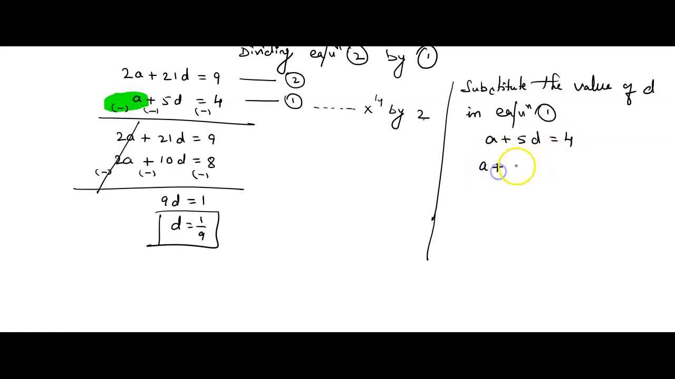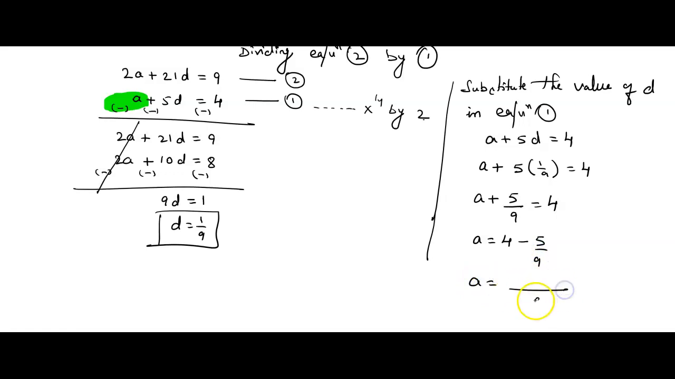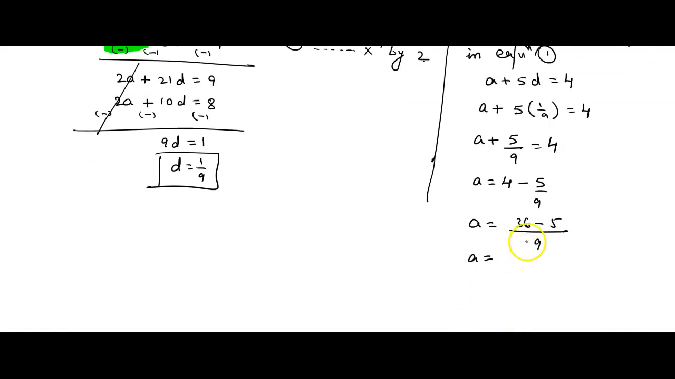A we don't know, leave it as it is, plus 5 into what is d? d is 1 by 9, equal to 4. Then a plus 5 ones are 5 by 9, that is equal to 4. Then a is equal to 4 plus 5 by 9 goes that side, it becomes minus 5 by 9. Then a is equal to, what is the LCM? 9. 9 4s are 36 minus 5. I hope you know the fraction, you have to take the LCM. What is 36 minus 5? How much, children? That is 31. Just a minute. 9 4s are 36. Then 36 minus 5.